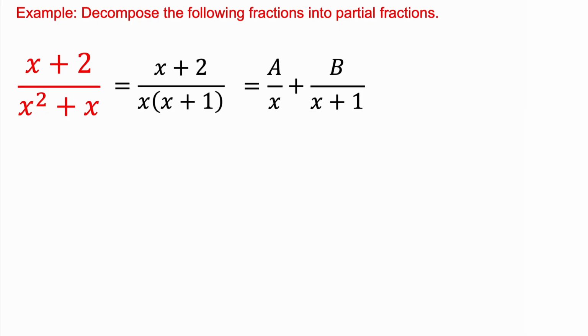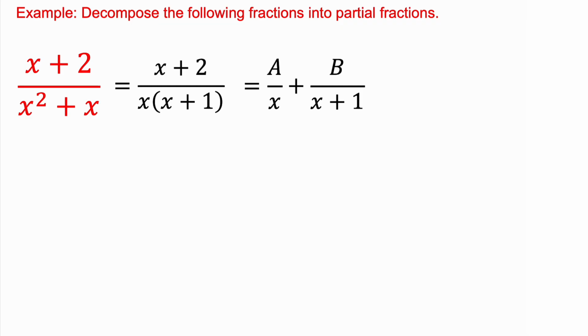Now, what about the numerator? The numerator was supposed to be 1 degree less than the denominator. What does that mean? The denominator of the first fraction is x. Its degree is 1. I want the degree of the numerator to be lower. So what should I write? We need a constant term, which is x to the power of 0. That is just a constant. So I simply put a in the numerator.